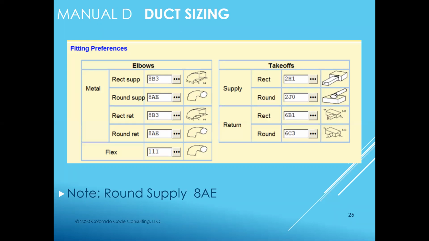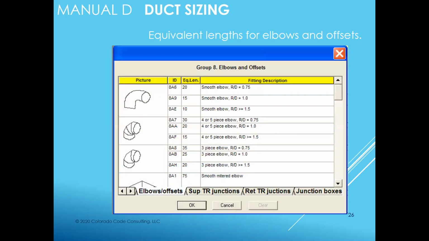Okay. Well, this particular design used something called an 8AE. Oh, look, elbow 8AE. Well, looks like a 90-degree elbow, yeah? Now, let's take a look at what that is. Here's a picture of it, and here's what it is. The air thinks to go from here to here, it's 10 feet long. Well, let's look at the description. This is a smooth elbow with a radius by diameter of greater than 1.5.